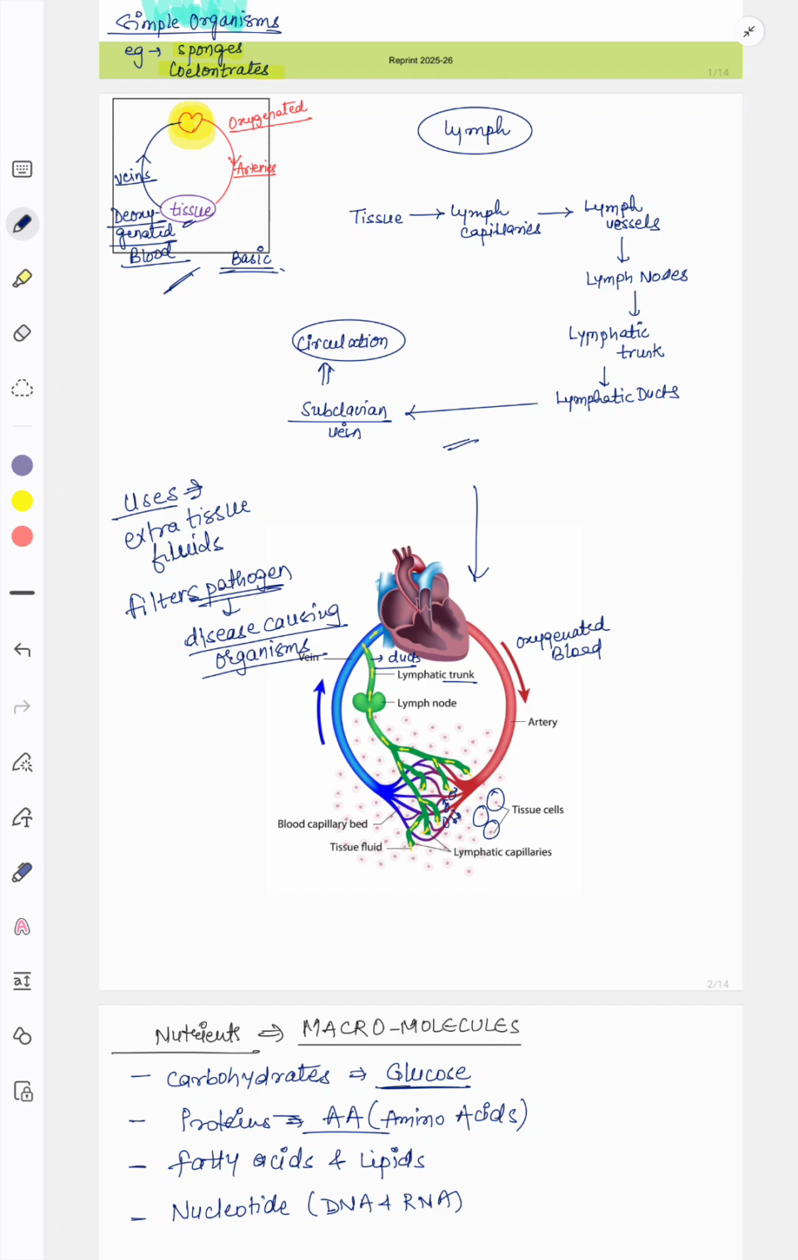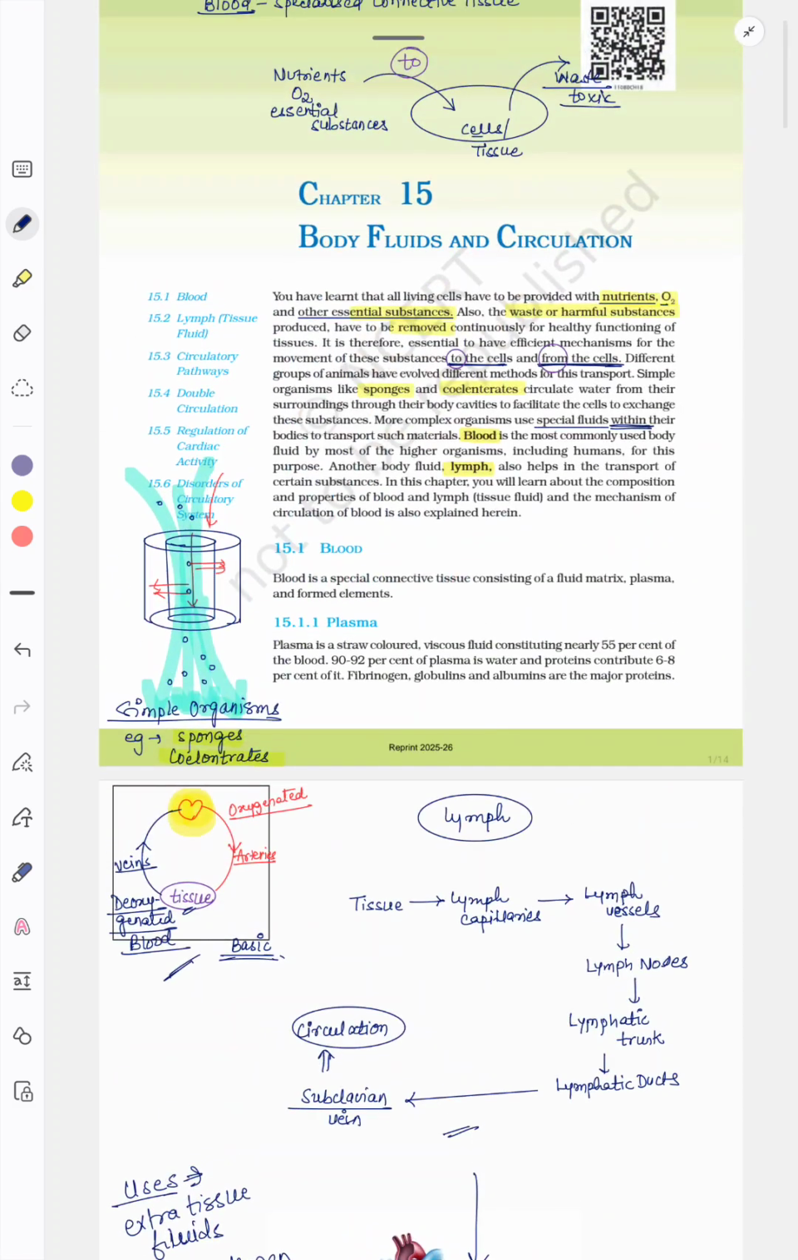All the lymphocytes are present in this lymph. All the cells which fight against infection are present in this lymph. Pathogens get accumulated in the lymph nodes, and there our body cells fight with them and kill them. So this is the use of this lymph. It maintains the volume, plus it provides a field for our body cells, immunity cells, to fight against organisms which cause infection. So this is what we have read in this paragraph.